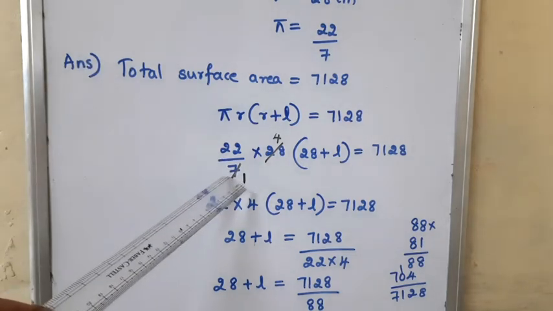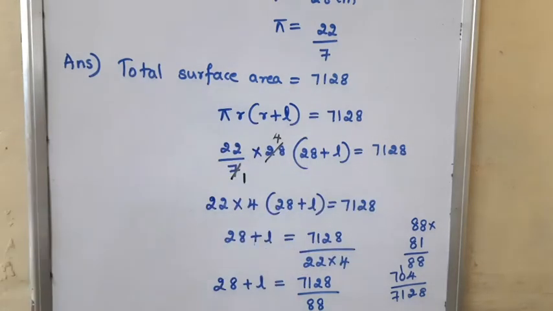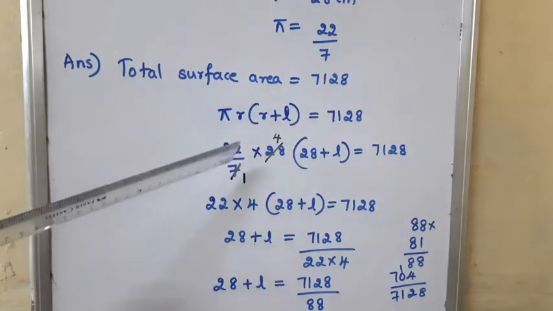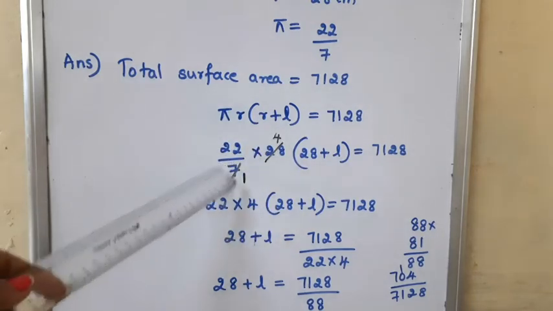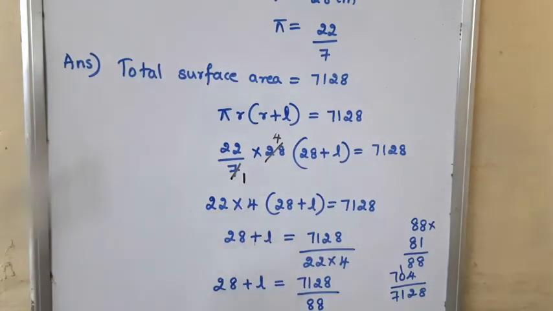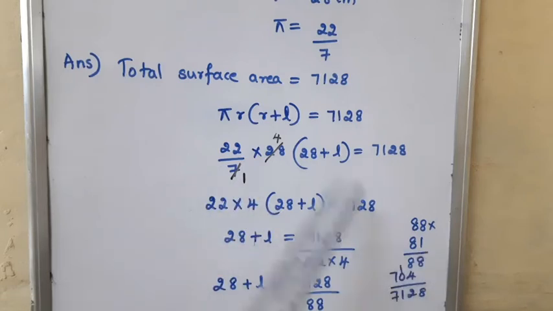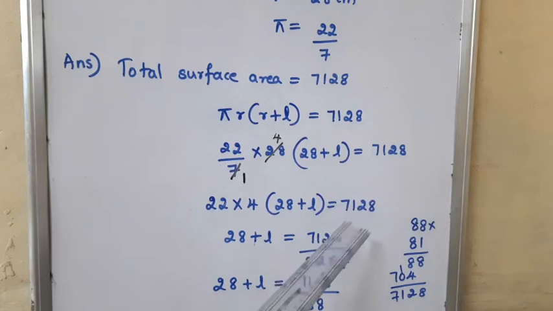Here 7 ones are 7, 7 fours are 28, so we can just cut. This is the simplification method, that is just 7 ones are 7, 7 fours are 28. Therefore in the next step we will write 22 multiplied by this 4, then everything is the same. Next we will take this 22 multiplied by 4 to this side. Here it is multiplied, when it comes to this side it becomes divide. Therefore 28 plus L is equal to 7128 upon 22 into 4.